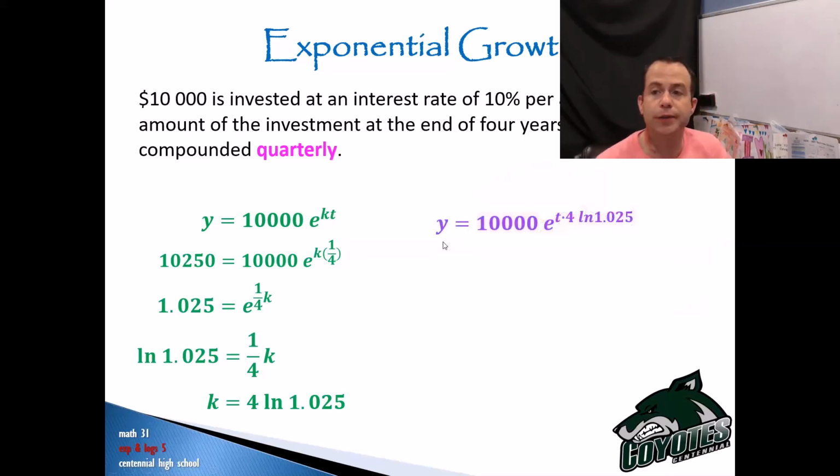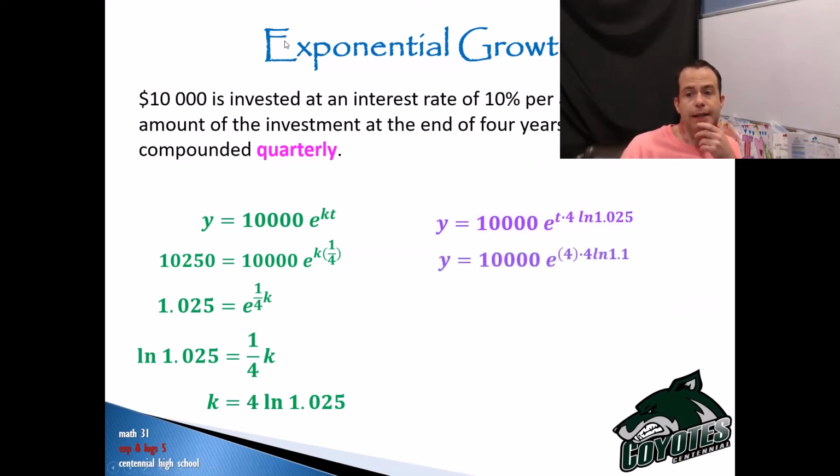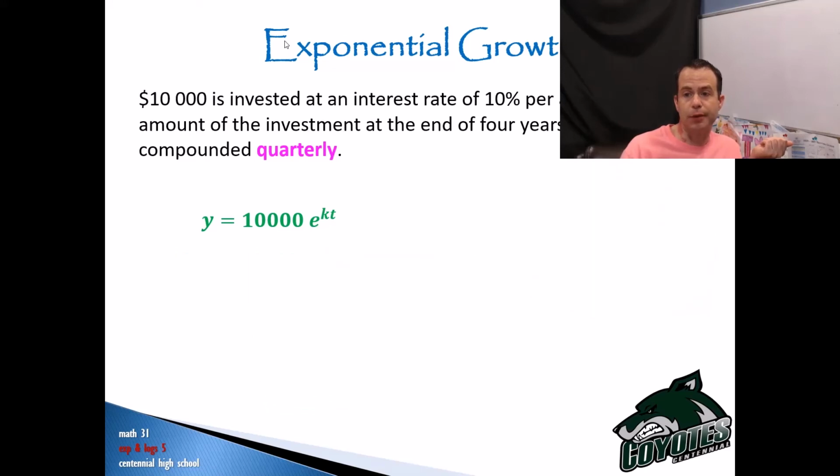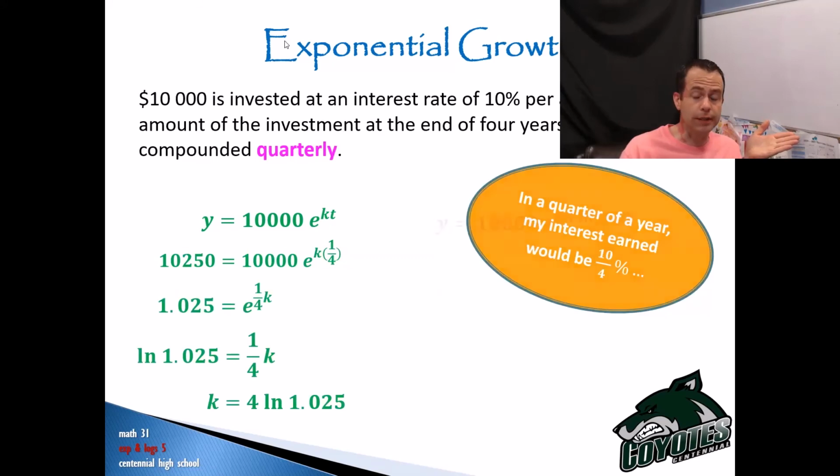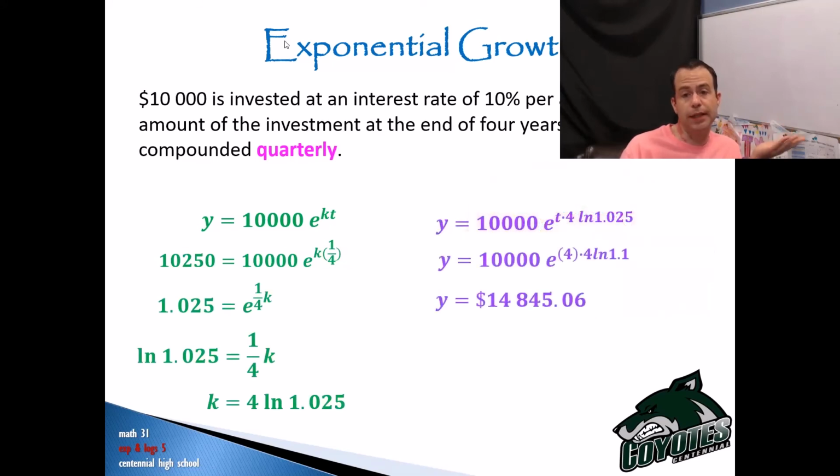Okay, so now when I use that formula and I plug in 4 years for t, I end up with 14,845.06. So a little better than the last one. I'm going to quickly go back to the last one. Remember, you had 14,641. So by compounding quarterly instead, you were able to get another couple $100 out of 4 years.